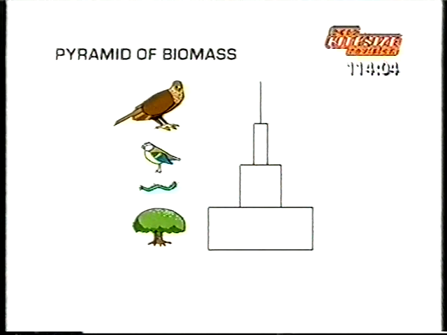The biomass pyramid also gives a clearer picture of how inefficient a food chain is. In the same way that energy is lost at each stage of the food chain, so the total biomass reduces as you go up the pyramid.